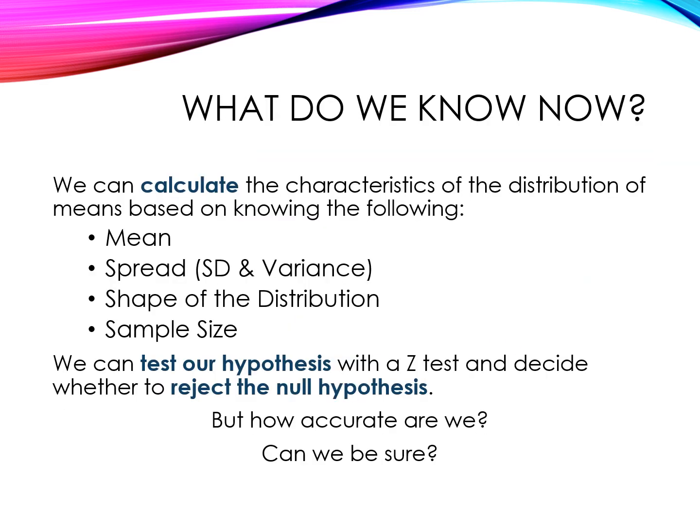Now, what do we know now? We can calculate the characteristics of the distribution of means based on knowing the following. If we have the mean, the spread, standard deviation, and variance, the shape of the distribution, and the sample size, we can test our hypothesis with a z-test and decide whether to reject the null hypothesis. But how accurate are we? Can we be sure? And one of the things that I pointed out to you in the last chapter is the type 2 and type 1 errors.